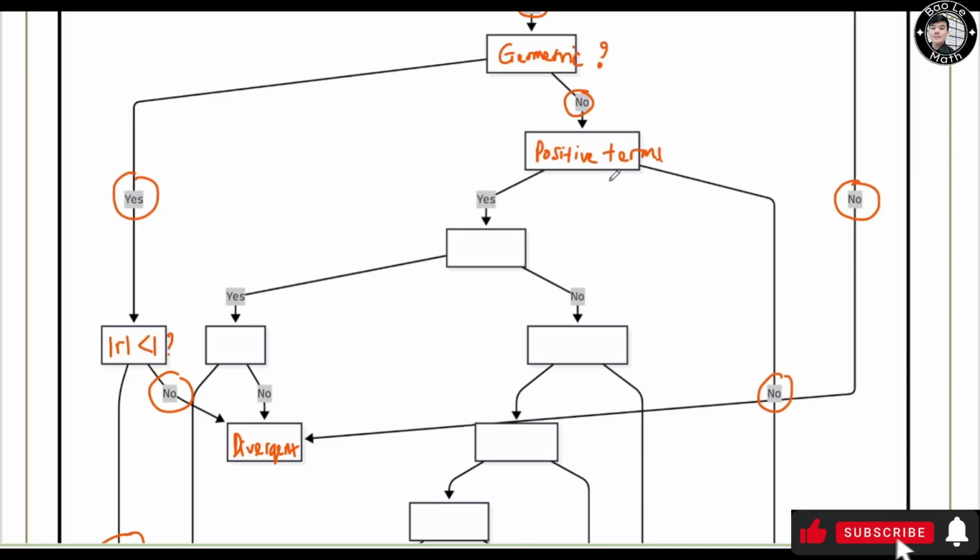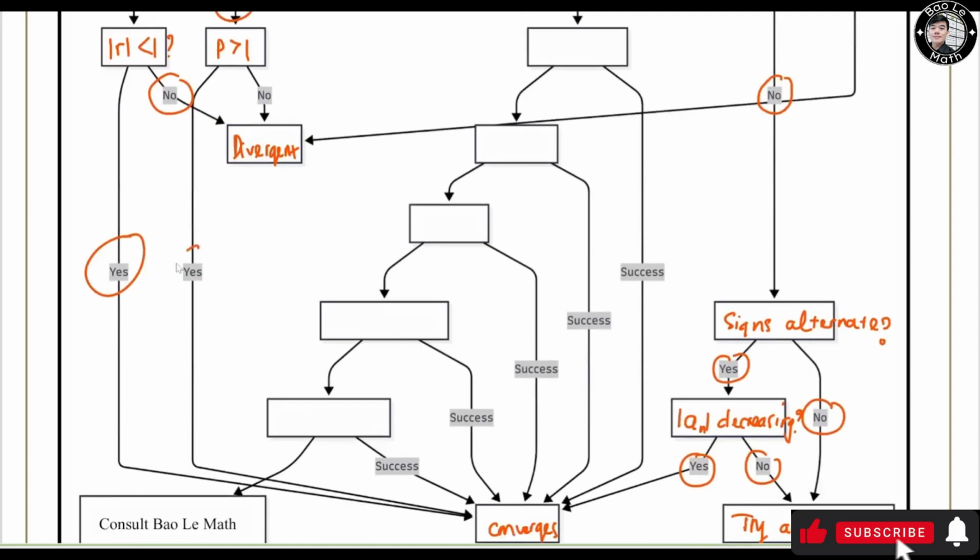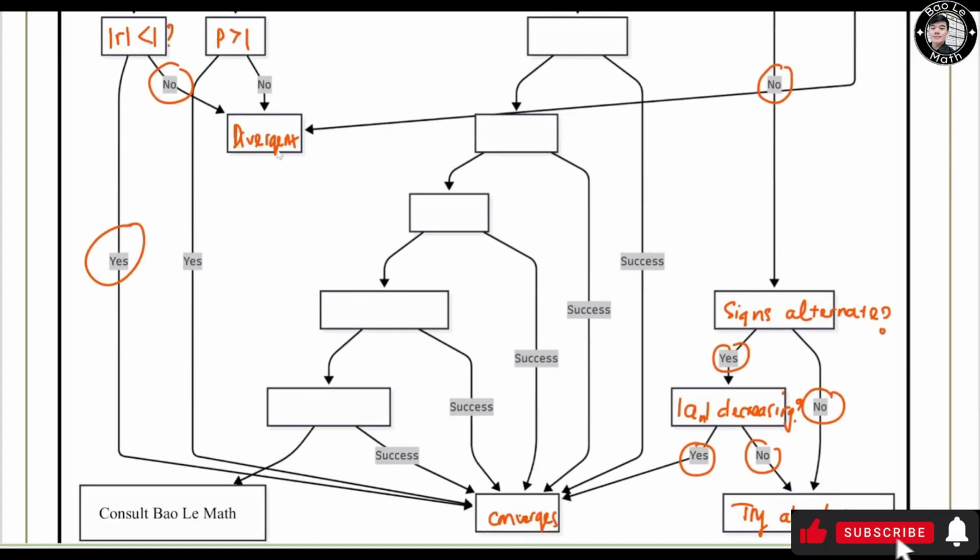If there are positive terms, we're going to think about the P series first. Now you're going to check to see if this series is a P series. If it is, then check to see if P is greater than 1. If yes, then the series converges. If no, then the series diverges.